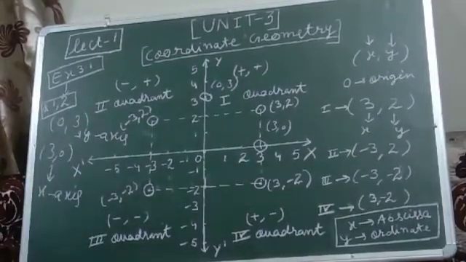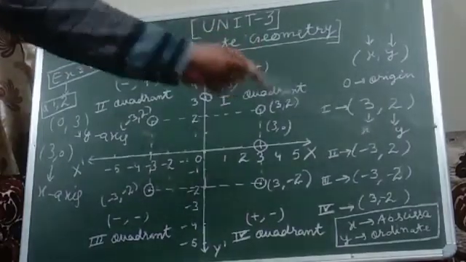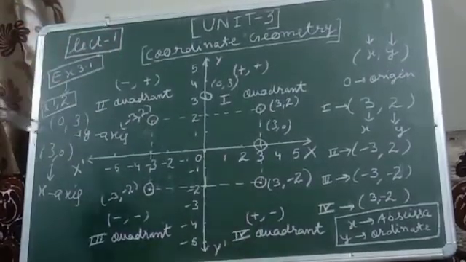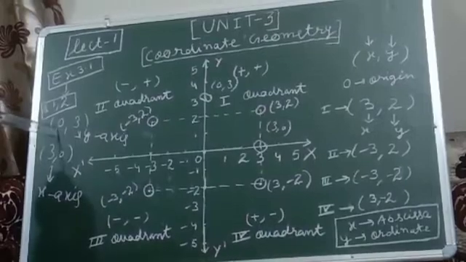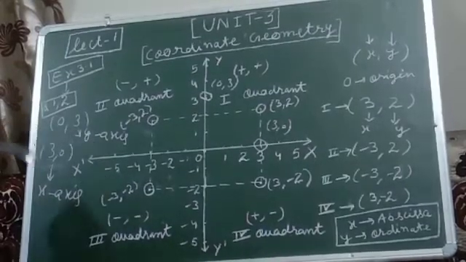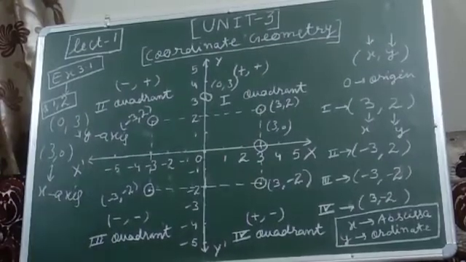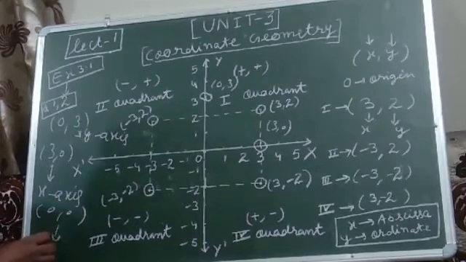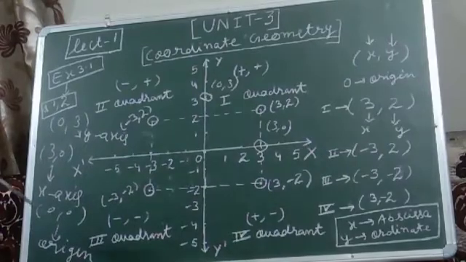So this is also a very important question. If both values are non-zero, then the point will lie in a quadrant. If either value is 0, then it will not lie in a quadrant. If x is 0, it lies on the y axis. If y is 0, it lies on the x axis. This is a really very important point. And if both are 0, then we can say that this is the origin.